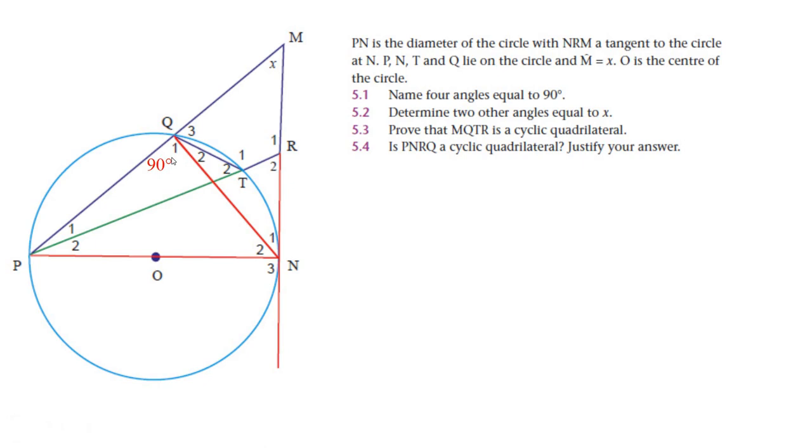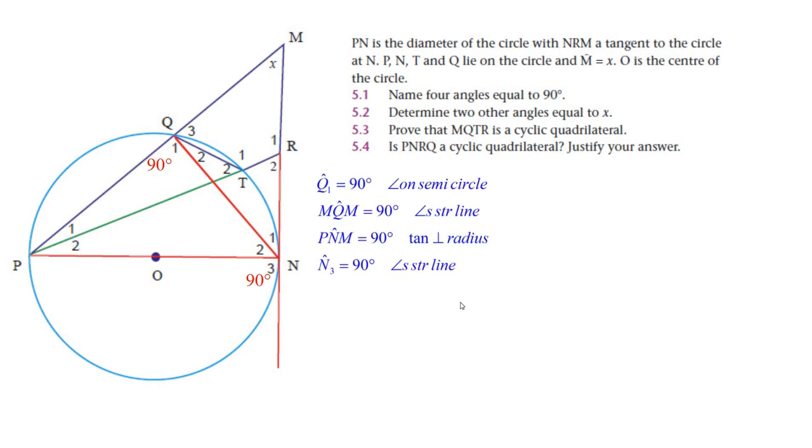Well, right up there, Q1's got to be 90 degrees, and the reason must be angles on a semicircle. And that makes Q3 90 degrees, angles in a straight line. But I think that N3 must be 90, or N1 plus N2, PNO also must be 90 degrees, and N3 must be 90. That's because you've got a tangent. It's perpendicular to a radius. So there's the first one.